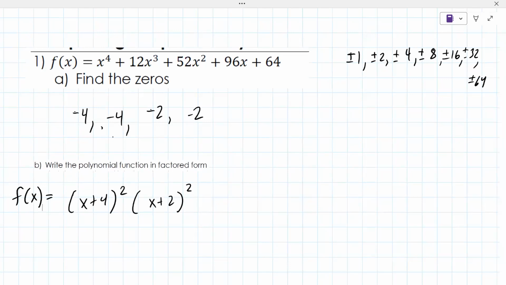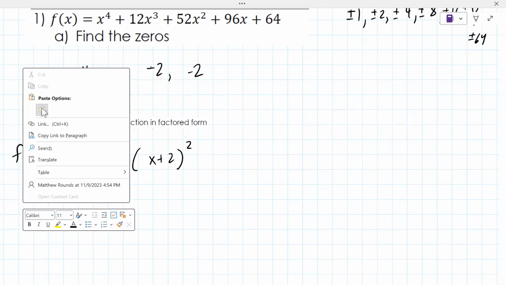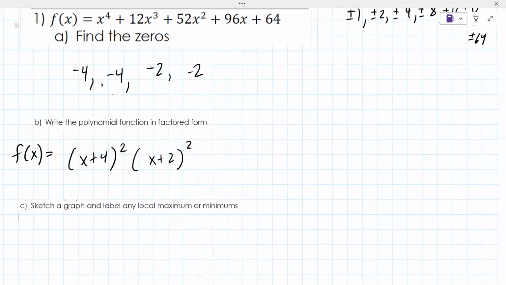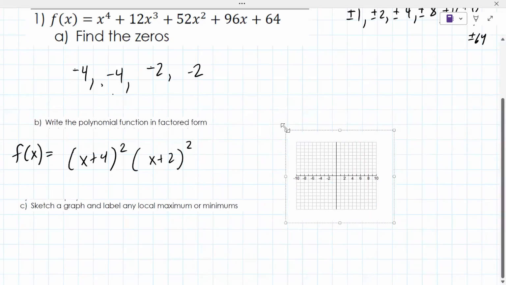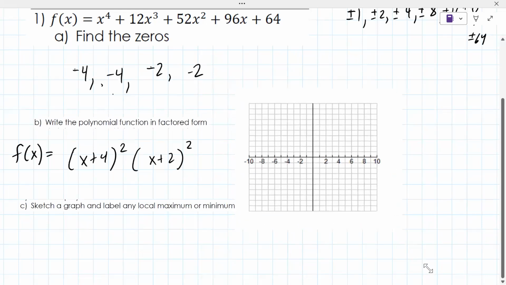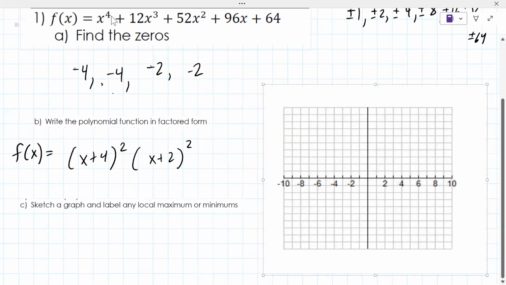All right, and then part C is this graphing thing. So you need to know the end behavior to be able to graph it as well. What is the end behavior of this? As x goes to positive infinity, f of x goes to positive infinity, and as x goes to negative infinity, f of x goes to positive infinity. Positive, positive. Yeah, all right.